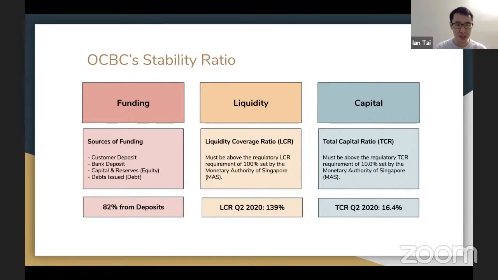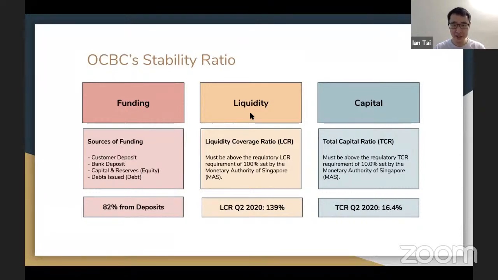So over here, I can say that 82% of OCBC's source of funding comes from customer deposits and bank deposits. I think less than 10% comes from debt. So in terms of funding, they are not so reliant on debt itself, but like most banks, they rely a lot on customers' deposits, okay? As long as customers continue to keep their money inside the bank, that's usually a very good sign.